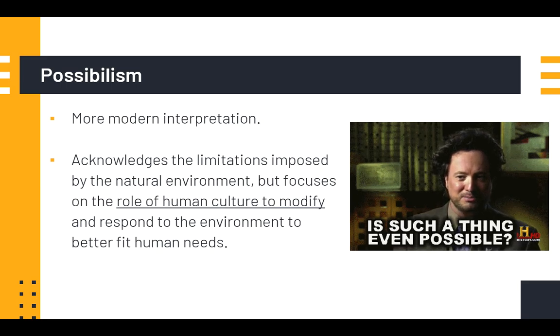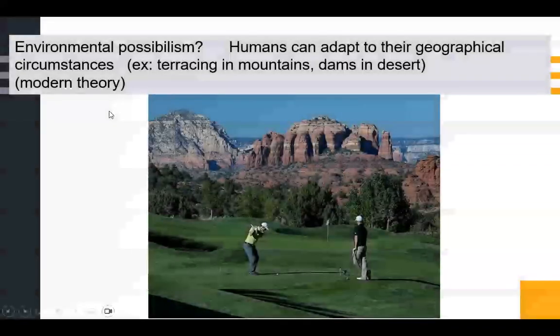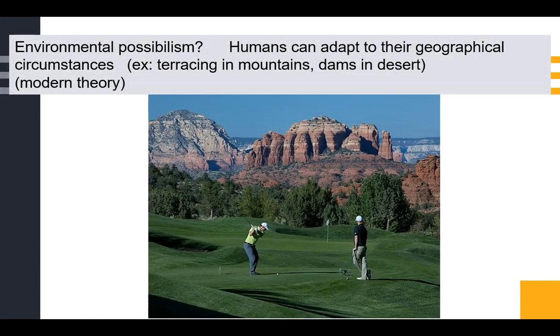However, there is another theory called possibilism. Write this down. So this theory says that humans can adapt to bad geography.